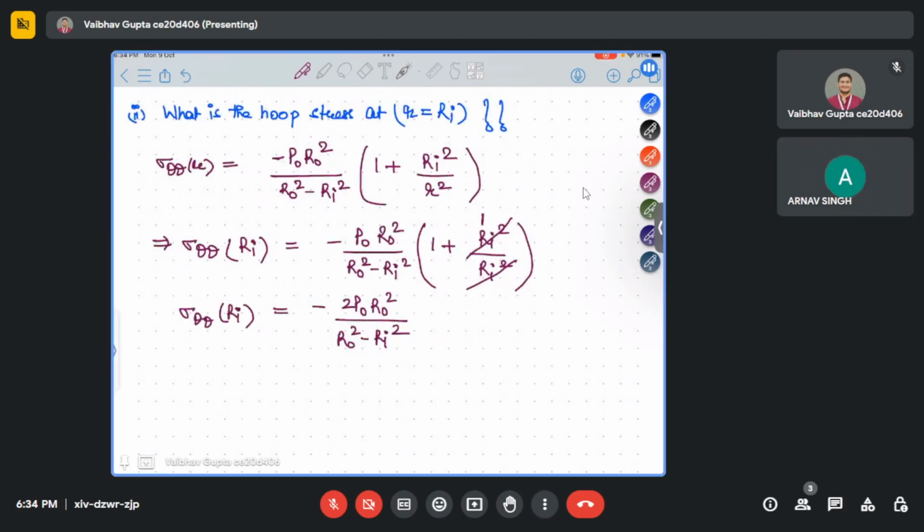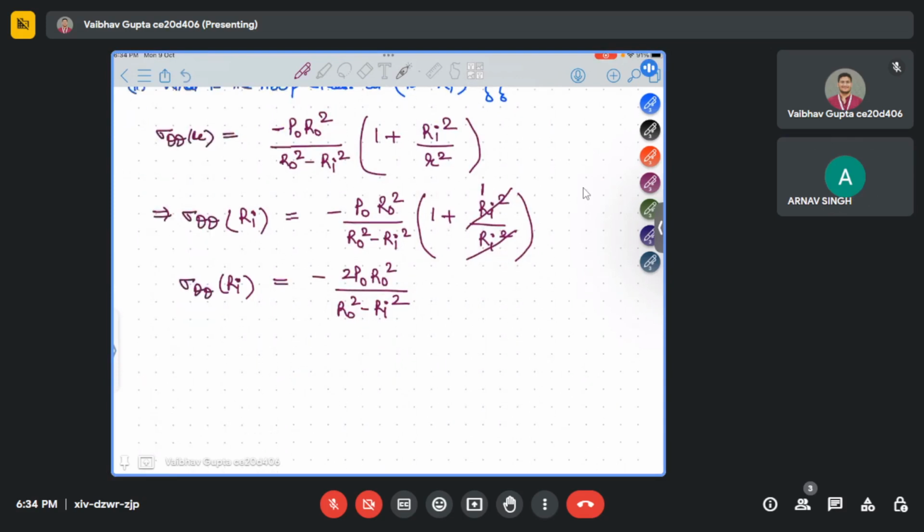Hoop stress at Ri. So now we'll put the values: minus 2 into 150 into 1.2 square upon 1.2 square minus 1 square. The answer you will get is minus 981.8181 kilonewton per meter square.